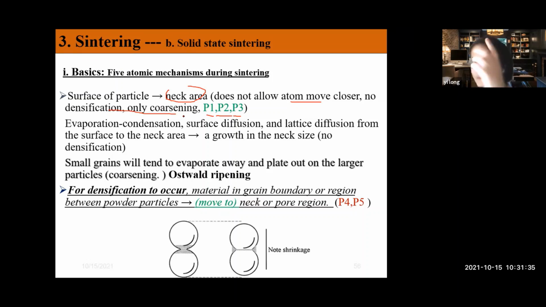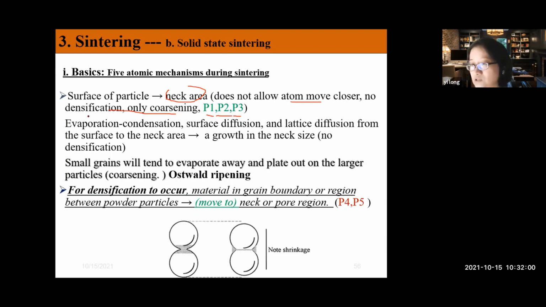Because if you go back to route 1 and route 2, the most important thing for route 1 to happen is you need to form a dense grain boundary first. That's the most important thing. You need to form a dense grain boundary first. That's the requirement for densification. So P1, P2, P3 only give you bigger particles.